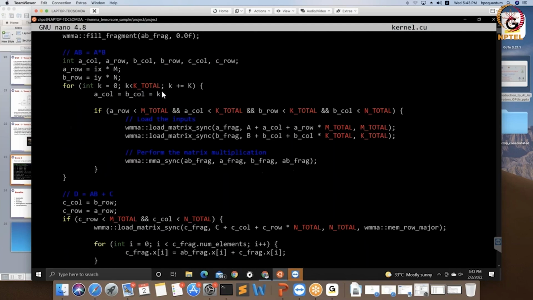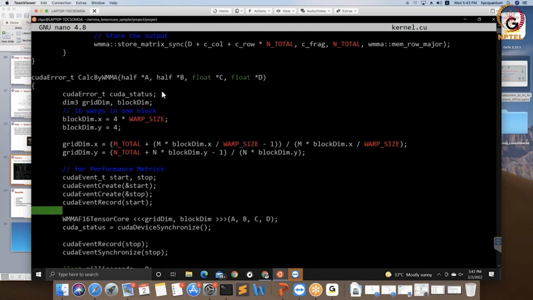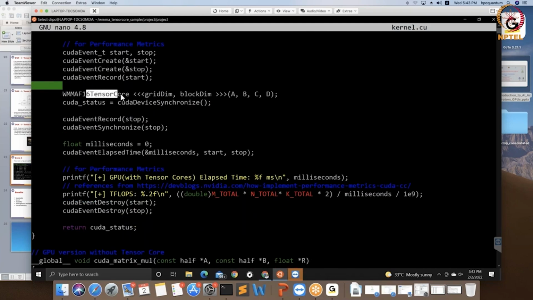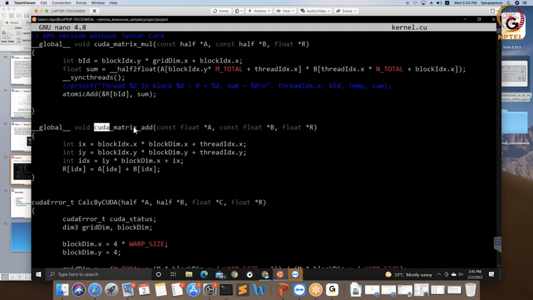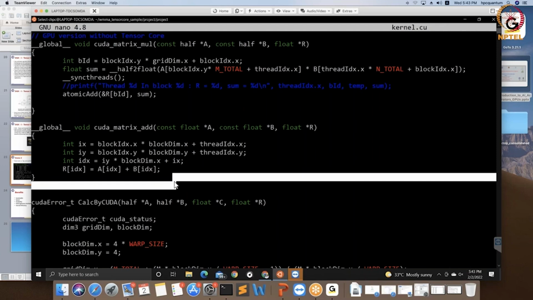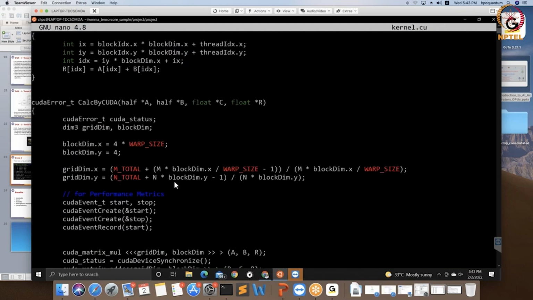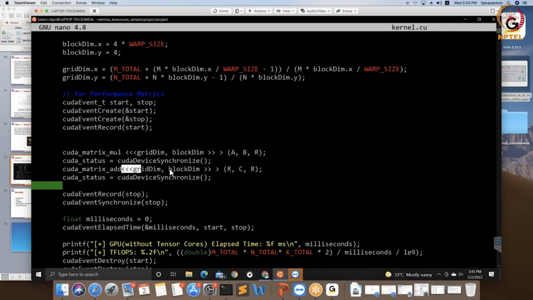This everywhere uses this tensor core, and then you can run it using this same grid dimension, block dimension type of stuff, and then you synchronize it and then you do things. So this is how it is. And then this is a GPU program without the tensor core, wherein you just do CUDA matrix addition, use the same block IDX, block dimension, and then come up with this. Then you do the same thing, and then you run this using the grid dimension, block dimension type of thing.